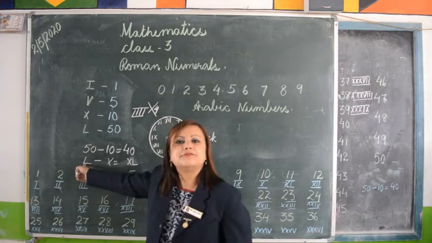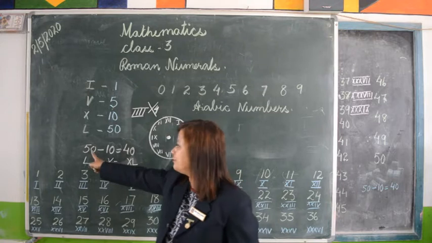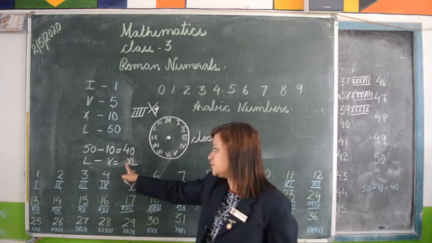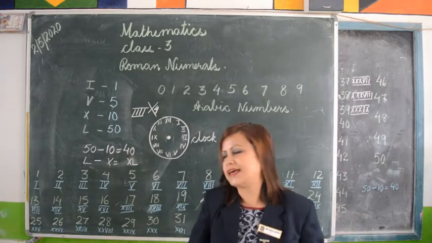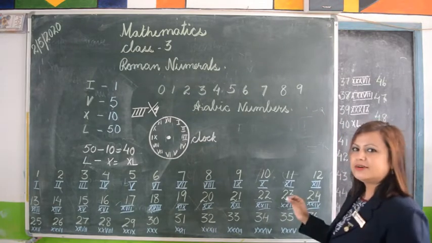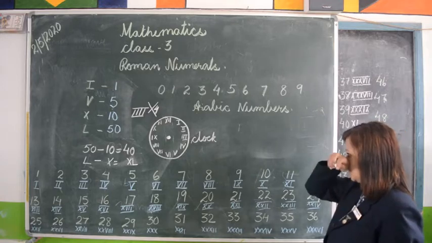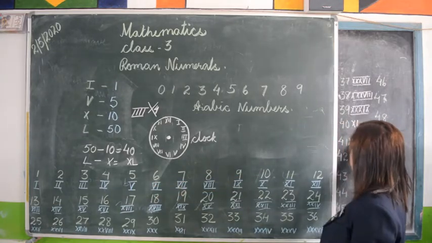L represents 50, X represents 10. So 50 minus 10 makes 40. So how do we write 40? XL. XL is 40. Isn't it? Now 41. How do we write 41? You know how to write 1, isn't it? 40 you already know. X and L.